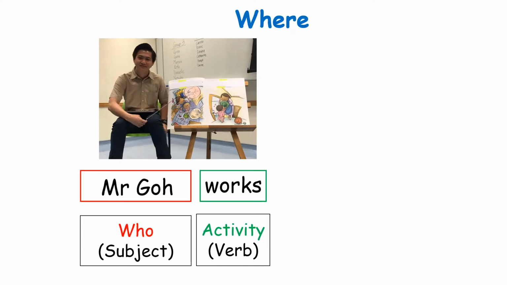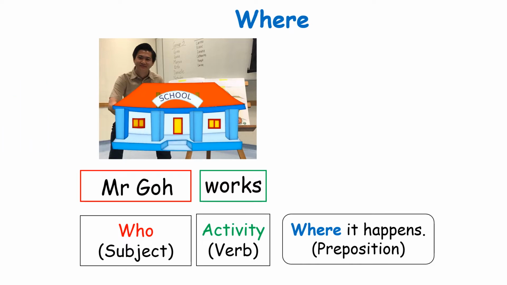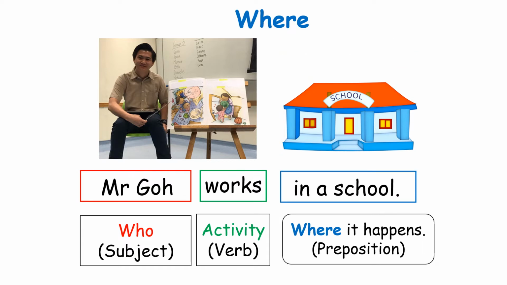Now we're going to move on to where. So we know that Mr. Go works. Mr. Go is the subject and the activity he's doing is working. But where is he working? We can place it behind Mr. Go works. So in this example, Mr. Go works in a school, where it happens. Notice that in a school, there's a preposition inside, in, and it tells you where Mr. Go works.